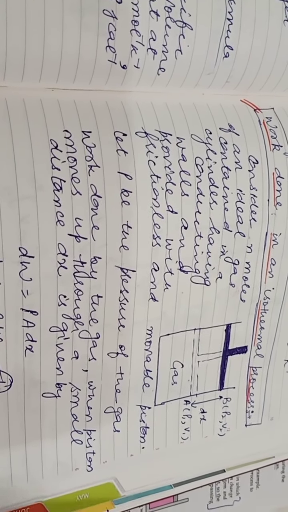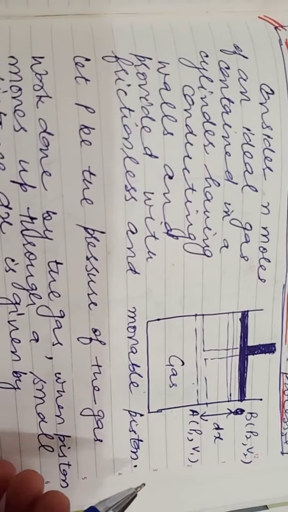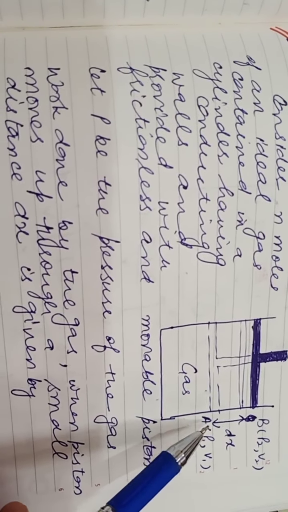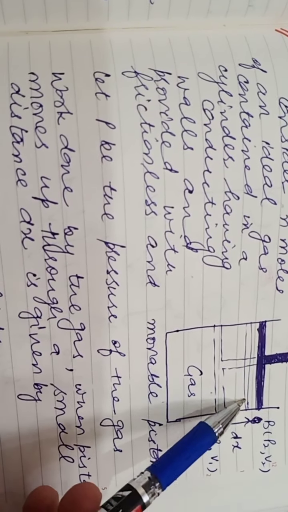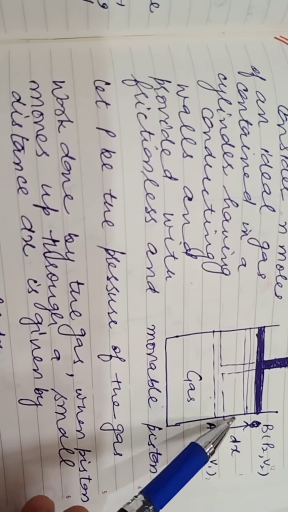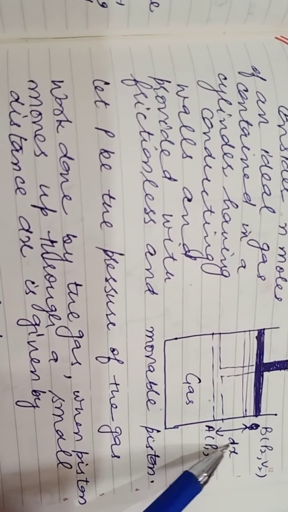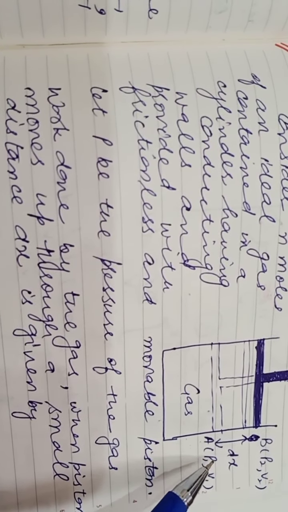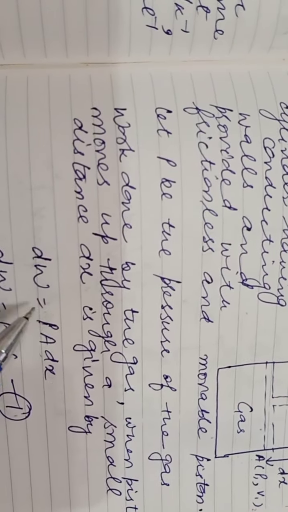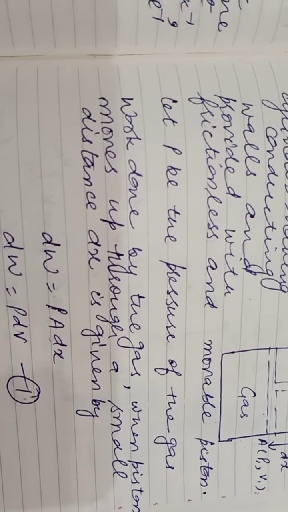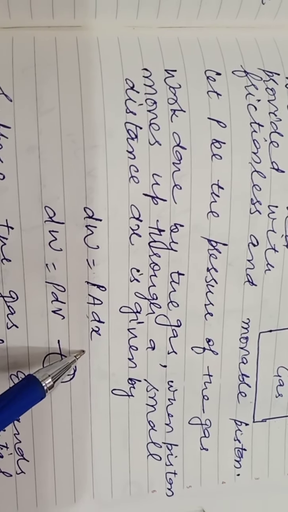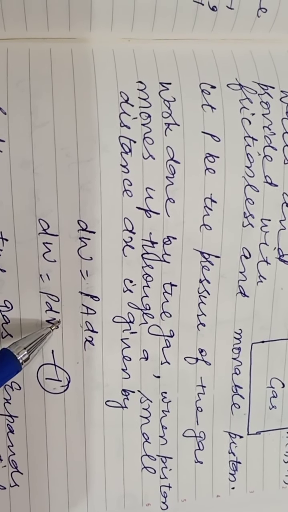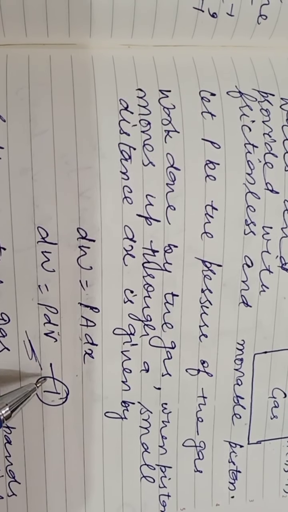Now let us consider the piston moves through a small distance, that is dx. From here to here there is a dotted position, somewhere before reaching B, where it covered a small displacement or distance, that is dx. So how much work do we have to do? Work dw is equal to pressure into area into dx, where A is the area of cross section of the cylinder. Now area into dx is called dV, so dw is equal to P dV.